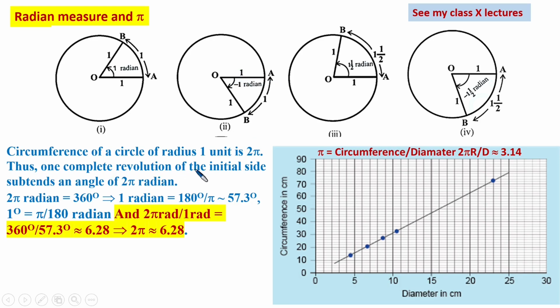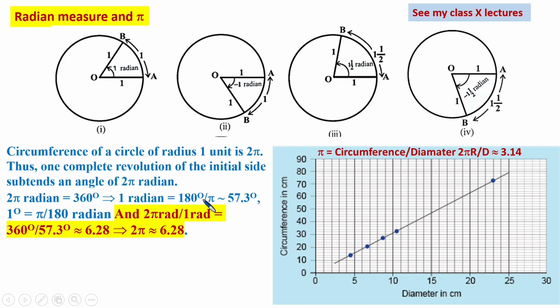One complete revolution of the initial side subtends an angle of 2 pi radian, as we discussed earlier. So 2 pi radian is 360 degree, which implies, taking the 2 pi to this side, that 1 radian is 360 divided by 2, which is 180 degree by pi.